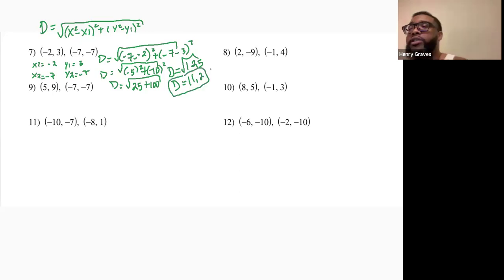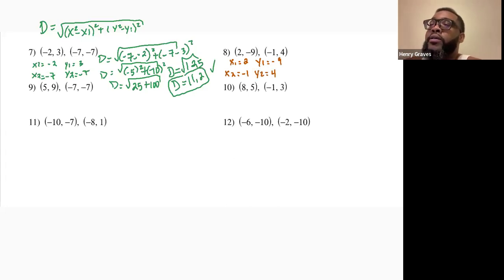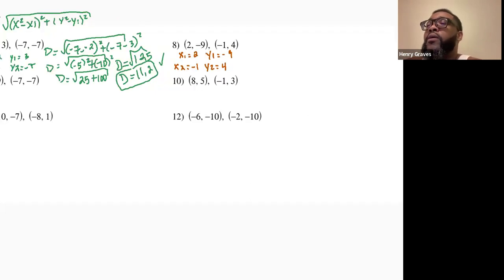Let's keep the good stuff going. On number 8, my x1 is going to be 2, x2 is going to be -1, y1 is -9, and y2 is going to be 4. I put it in my formula on number 8, right? Distance, x2 minus x1 squared plus y2 minus y1 squared.